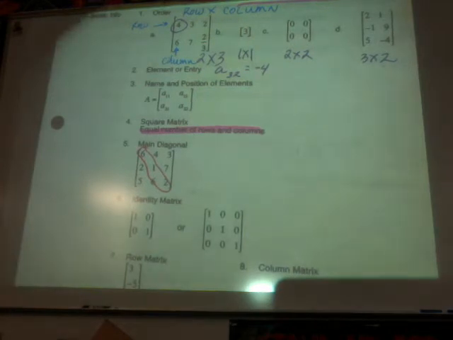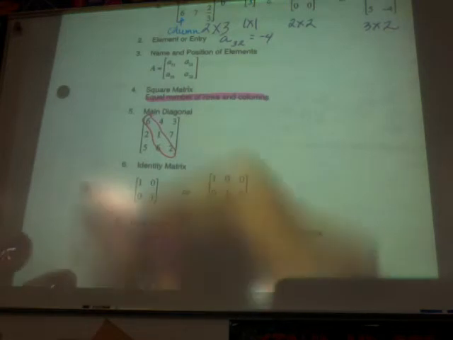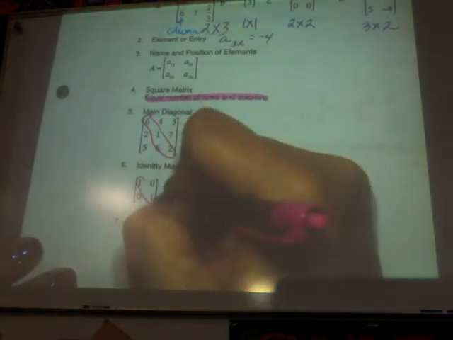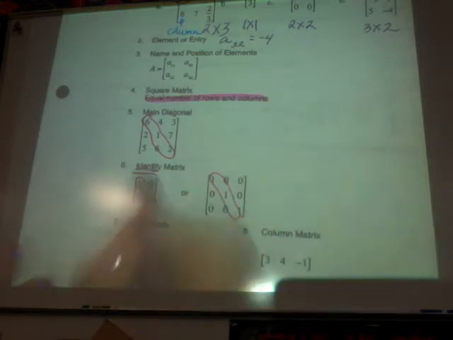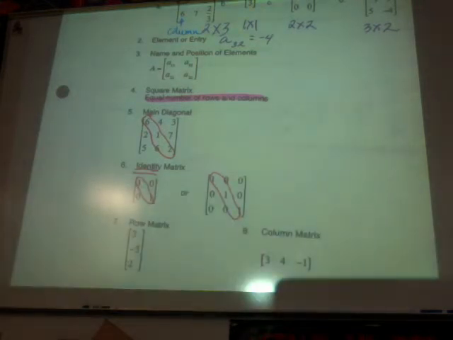These down below are called identity matrices. And if you happen to look at the main diagonal, what do you notice about the main diagonal on an identity matrix? They're all ones, right? The diagonal ones. Mike, can you put it back there so I can see that?